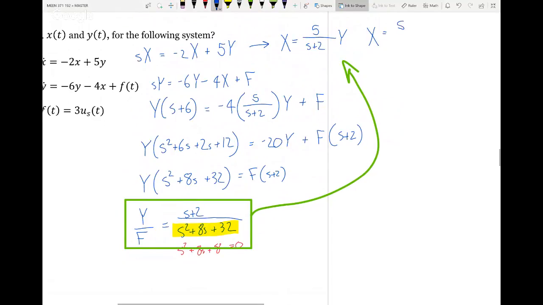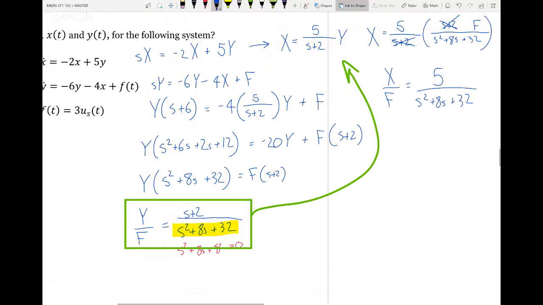Okay, x equals 5 over s plus 2 times y. Now we're going to put in all of this: s plus 2 divided by s squared plus 8s plus 32. Okay, this is nice. We can see that these s plus 2's cancel out. And so that gives us x over f. Let's see, where's my f? Yeah, there should be an f up here. Now my x over f is going to be simply 5 over s squared plus 8s plus 32.